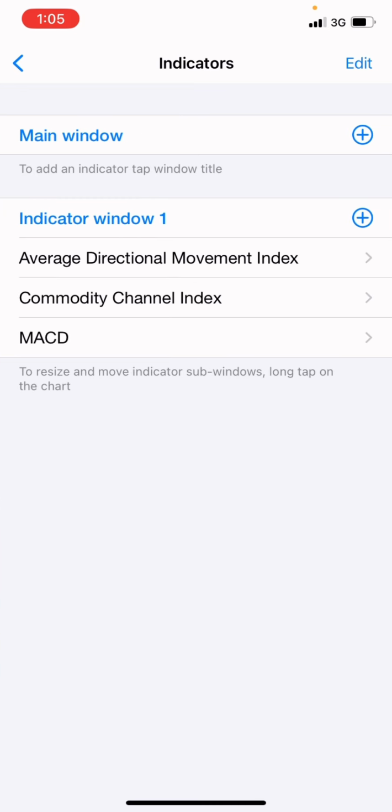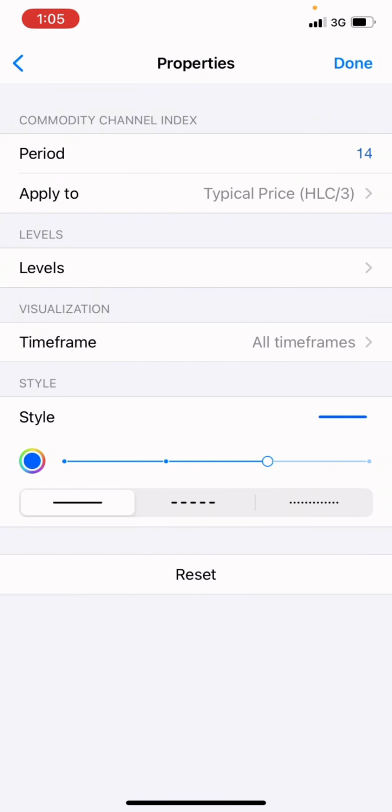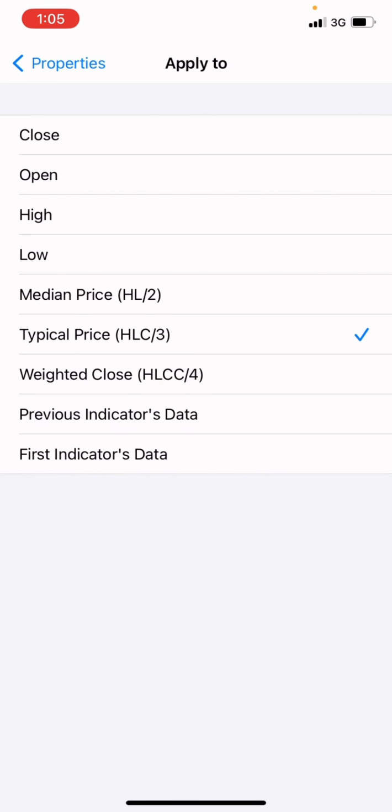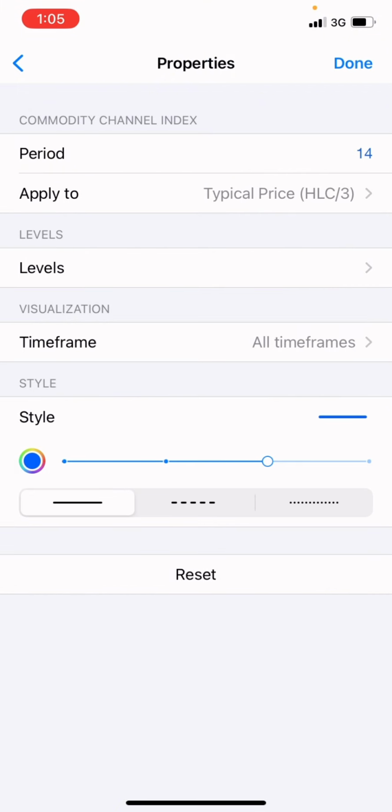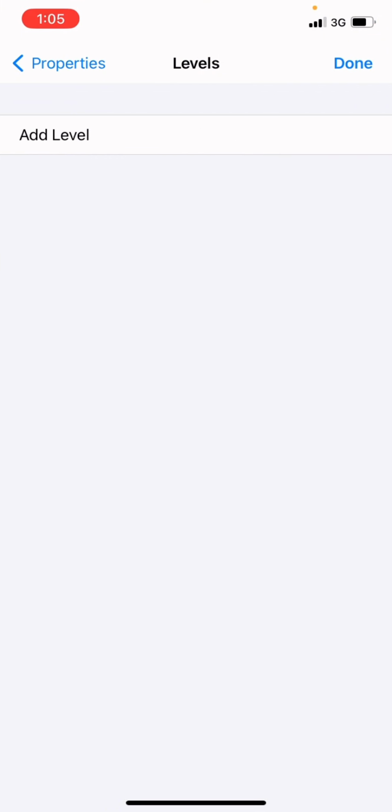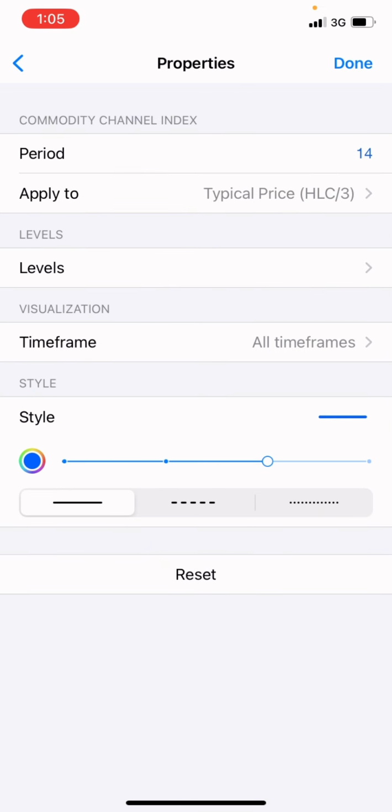All right. Then you put the commodity channel index, period on 14. You apply to typical price, HLC/3, just as you can see on my screen. Then you can add levels if you want to, as long as you know what you are doing, but I didn't add levels for this commodity channel index. You put it on all time frames. The style, you put it on 3 pixels with the color blue. Then you put the pattern of the line, it's going to be the first one right here. Then you click on done.